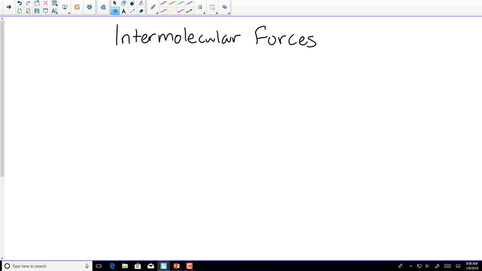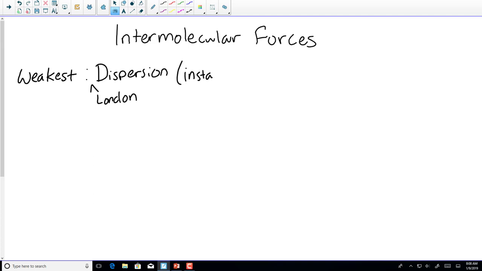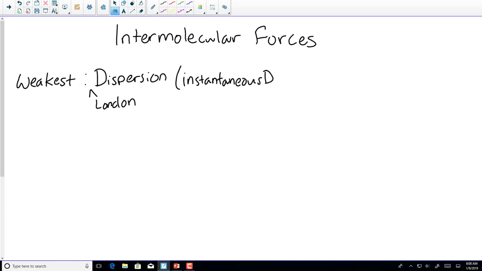The weakest we talked about were dispersion forces. Sometimes you'll see these called London dispersion forces or instantaneous dipole. How do you know if something, a particle, has dispersion forces? What is the only one requirement? It's covalent. Good. It must be a molecule. It must be a covalent molecule.